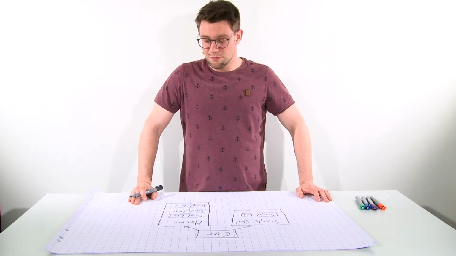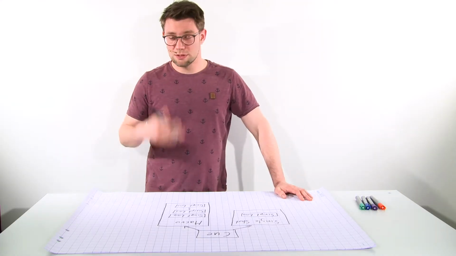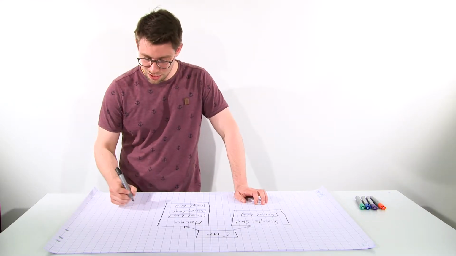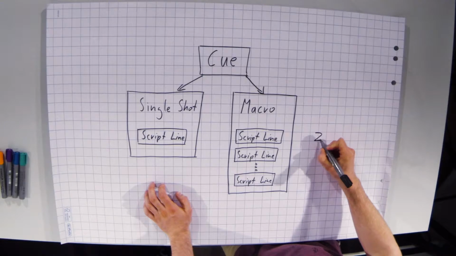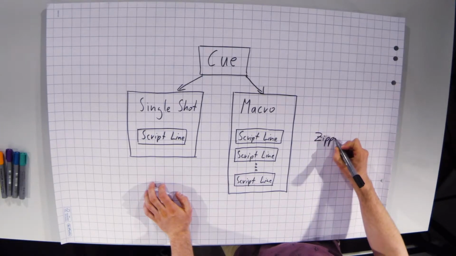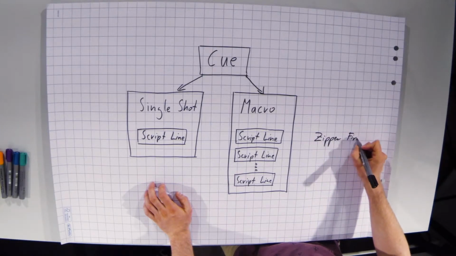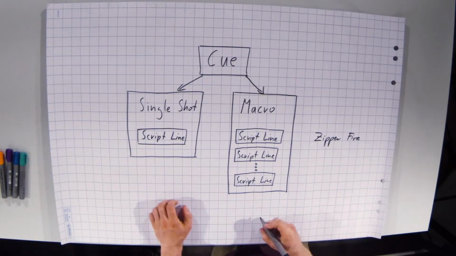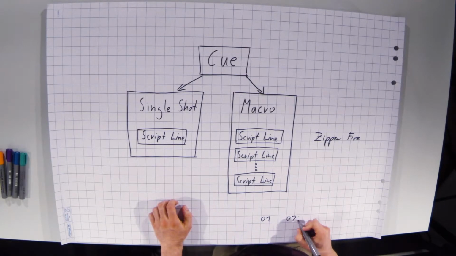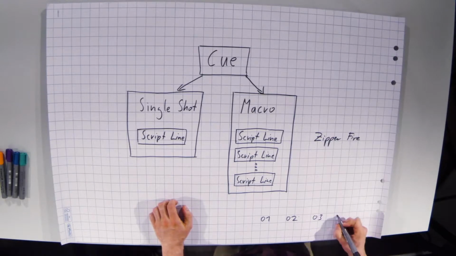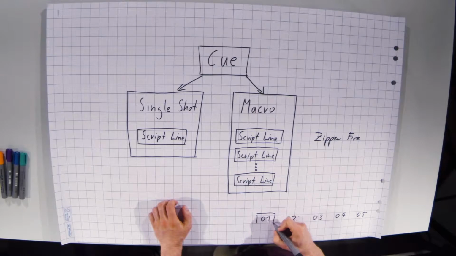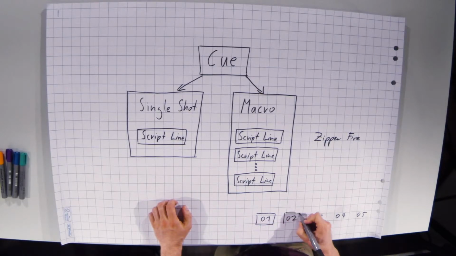A special kind of macro, you will come across this word over and over in Pyrodigital. The Pyrodigital word is the so-called zipper fire. So what does a zipper fire mean? Say we have 5 positions. Say we have module address 01, 02, 03, 04, and 05. So those are our modules.